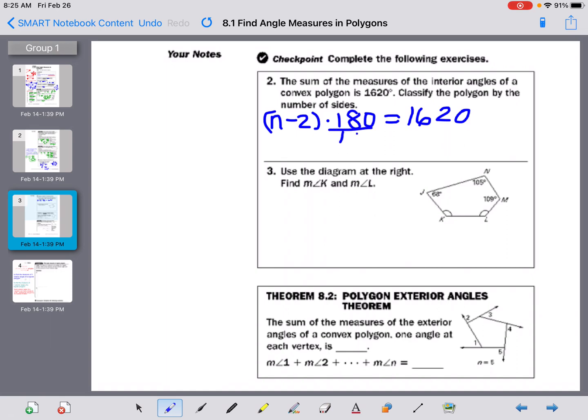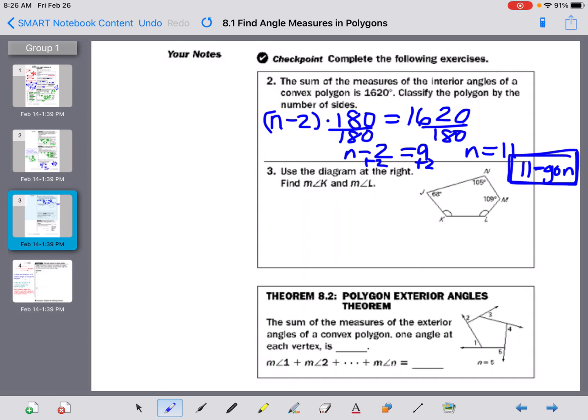I'm going to divide both sides by 180. I get n minus 2 equals 9. I still don't have n by itself, so I have to add 2 to both sides. My final answer, n equals 11. If I'm going to classify this, there's no special name for an 11-sided figure, so we just call it an 11-gon. Okay, there's my answer, an 11-gon.